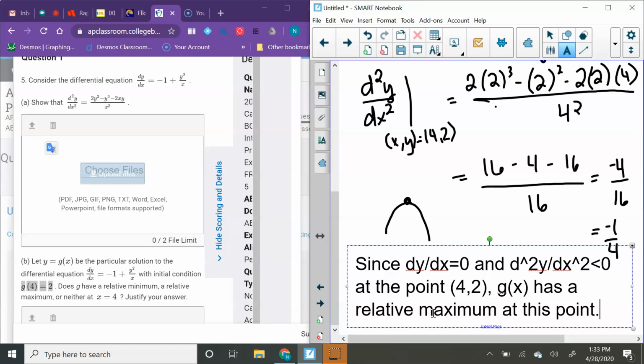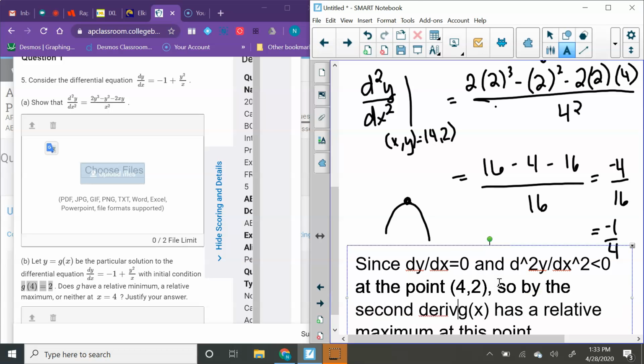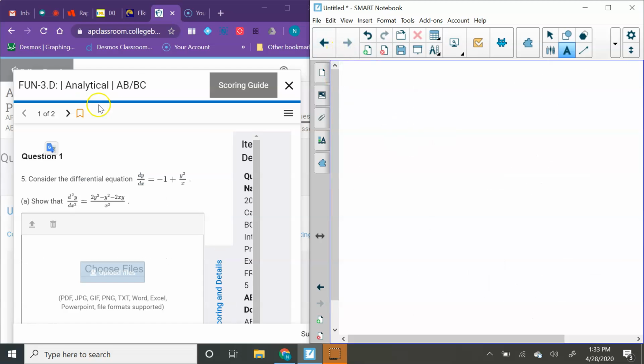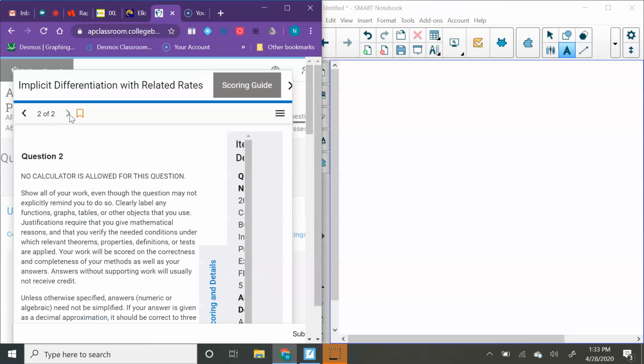Okay, and you can say something about by the second derivative test. I don't know that it's necessary, but we could say so by the second derivative test, g of x has a relative maximum at this point. So that's all you'll do for the first one. Skip C and D. You don't have to know how to do those. Let's go on to question 2.